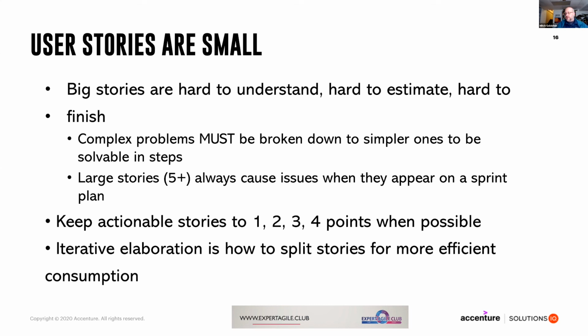If you're familiar with the typical baseline estimation that is recommended by SAFe, for example, where we use a Fibonacci scale, larger stories or stories that come in as 5+, they seem to always cause issues when they appear on a sprint plan.